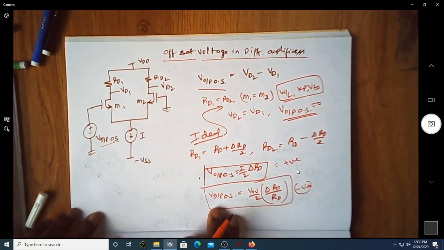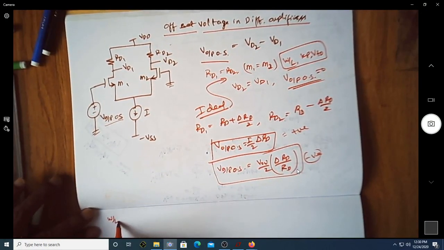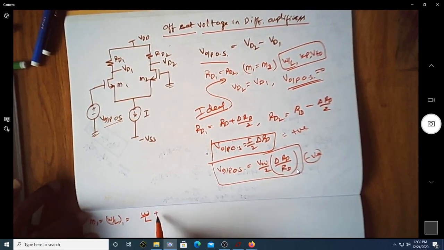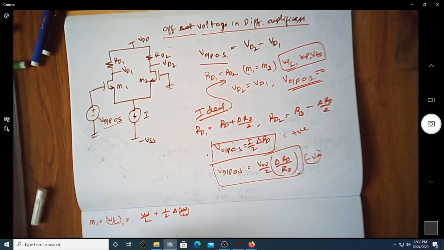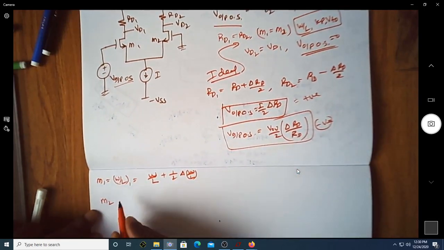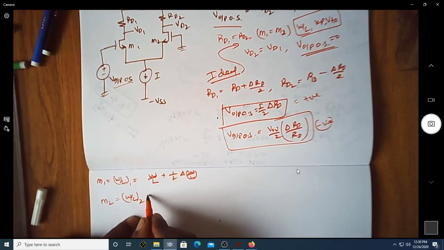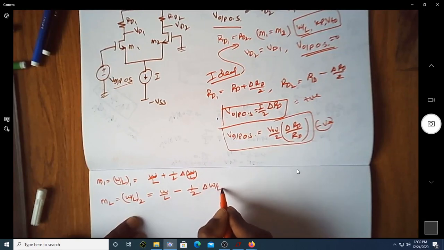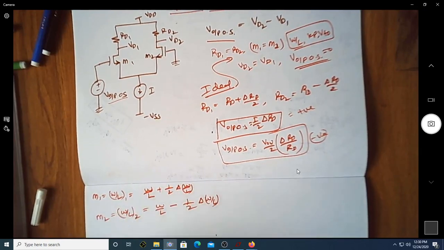So let us see in this video if there is a mismatch in the W by Ls of the transistors. Let us consider M1 has W by L1, which is equal to W by L plus half of delta W by L. Now let us consider M2. M2 has a dimension W by L of 2 equal to again W by L minus half of delta W by L. So again the error of delta W by L has been divided equally between M1 and M2.